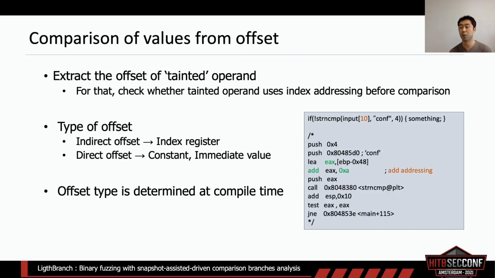There are two types of offset. In register indirect addressing, the offset data is in one of the registers that is specified by the instruction. And in direct addressing mode, the offset data is in an immediate value. The offset type is determined at compile time.